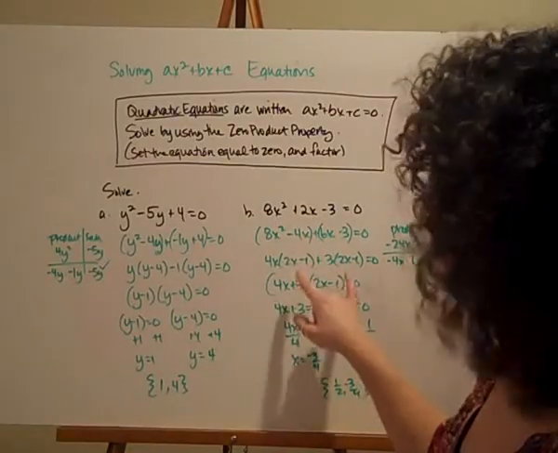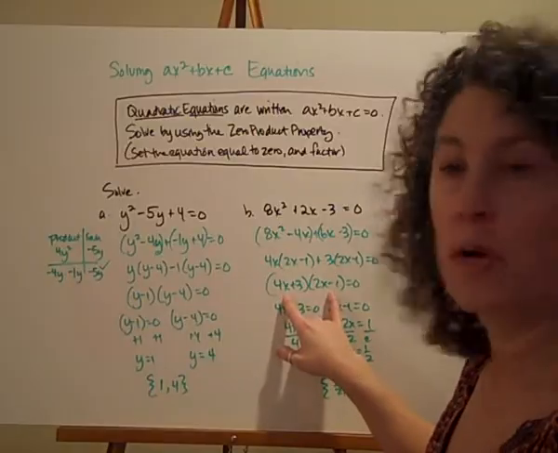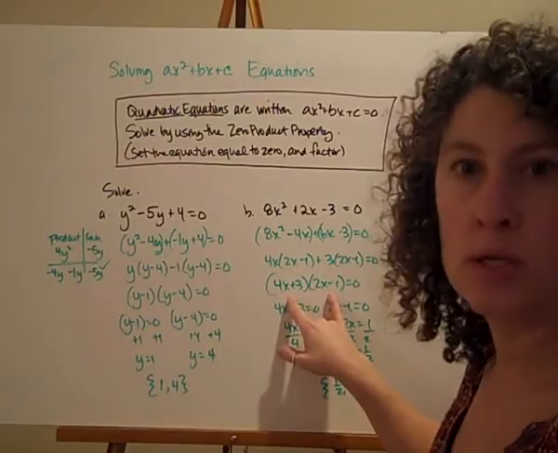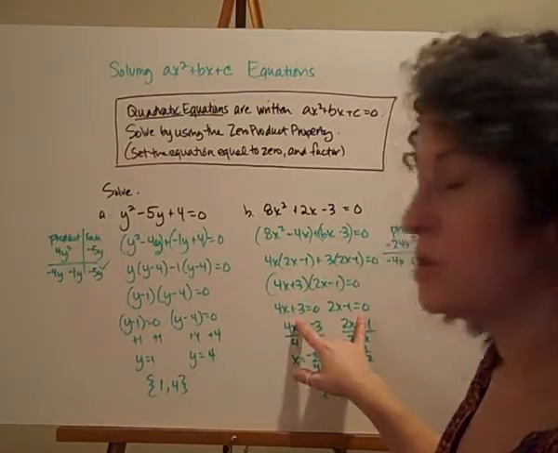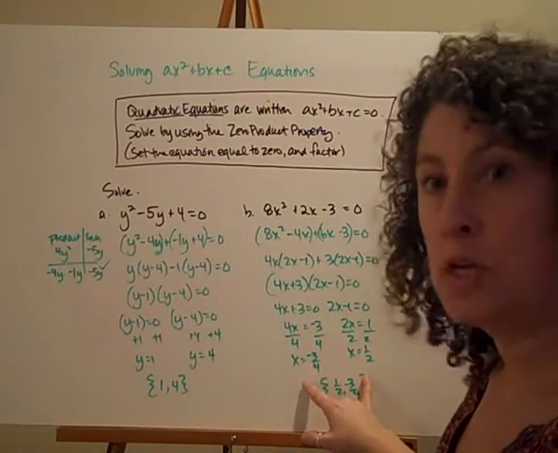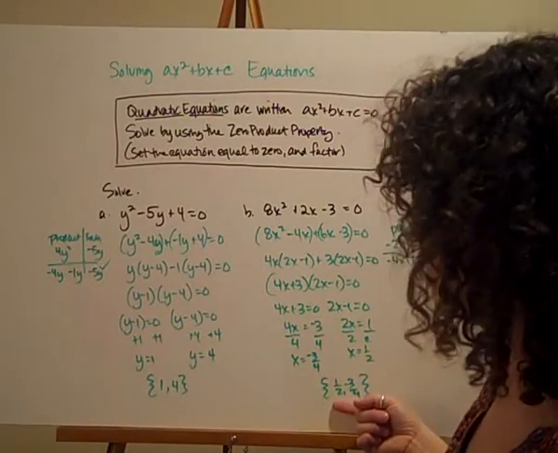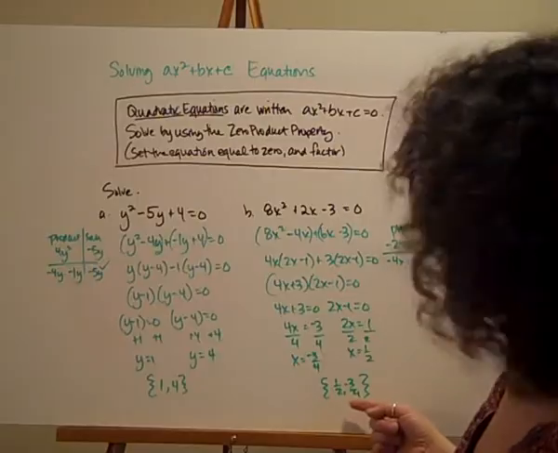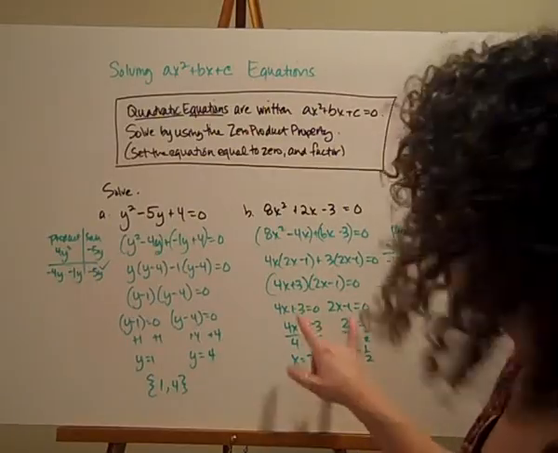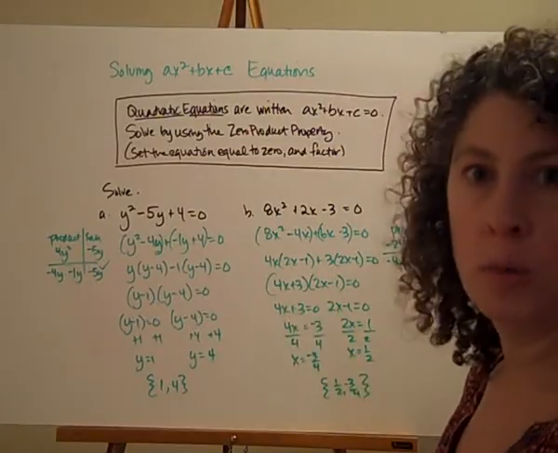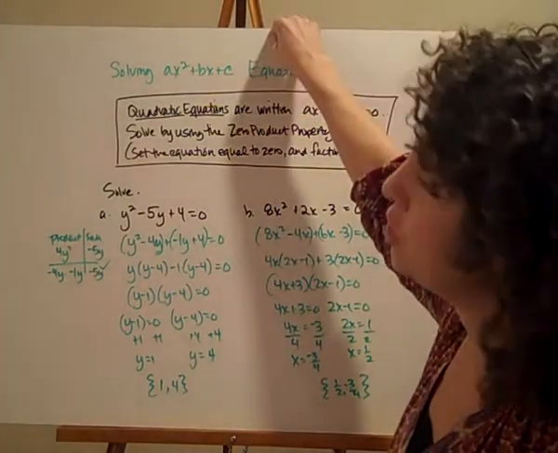I break it up. I factor. I come up with 4x plus 3 times 2x minus 1. I set those each equal to 0. I solve each of those equations, and I come up with 1/2 as one solution and negative 3/4 as the other solution. Okay, so those came from my two binomial factors here. All right, two more.